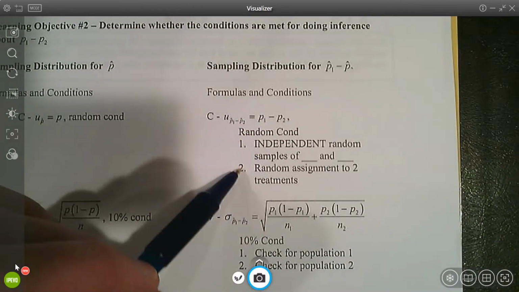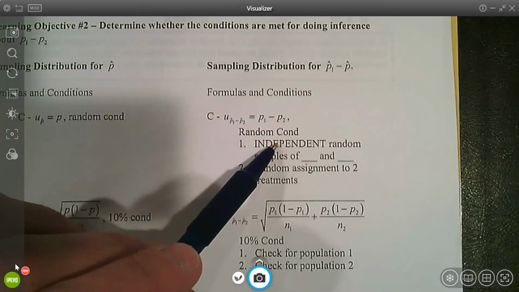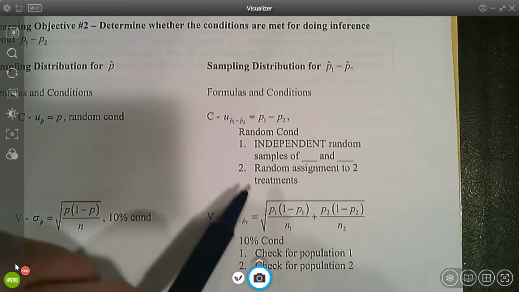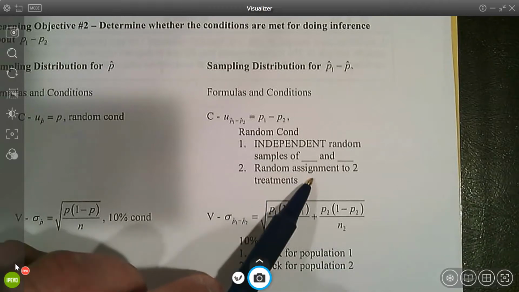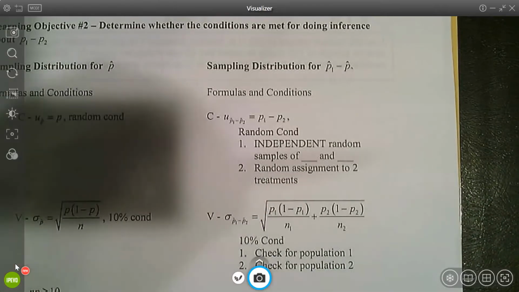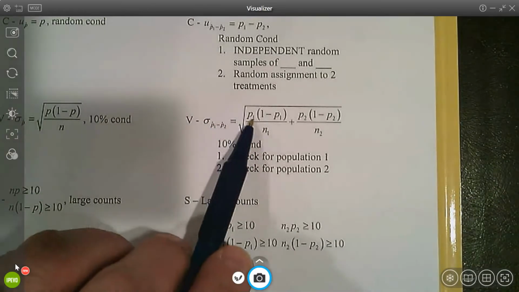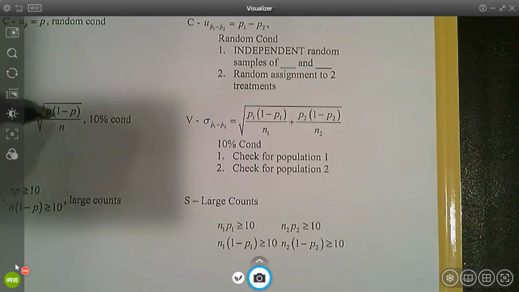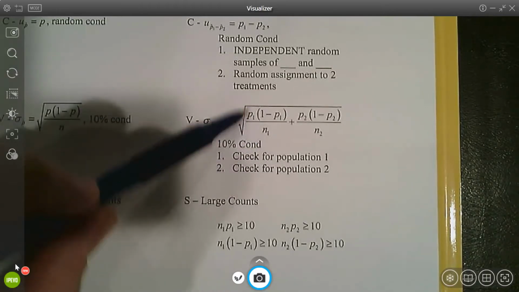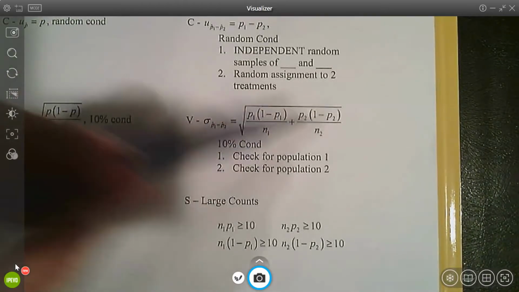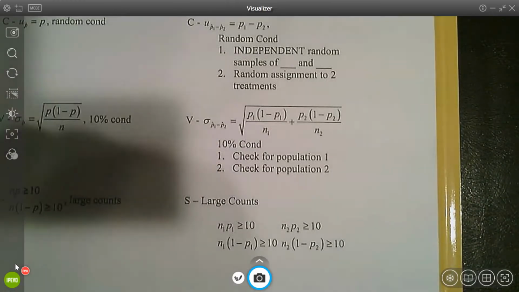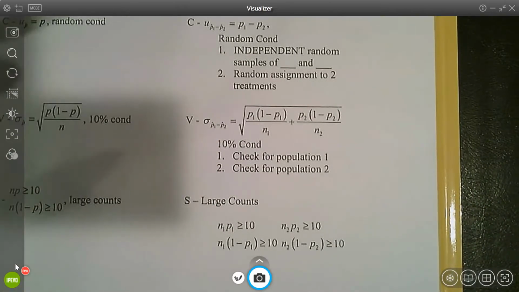We're going to have to check the random condition. That's either we have independent random samples of whatever the sample sizes are, or that we have an experiment and that there was random assignment to two treatments. For variability, you'll notice I'm going to be adding the variances. So if I were to square this, that would get rid of the square root. So you'll notice I'm adding the variances and then taking the square root. We've learned this previously. You're going to have to check the 10% condition twice, once for each population.